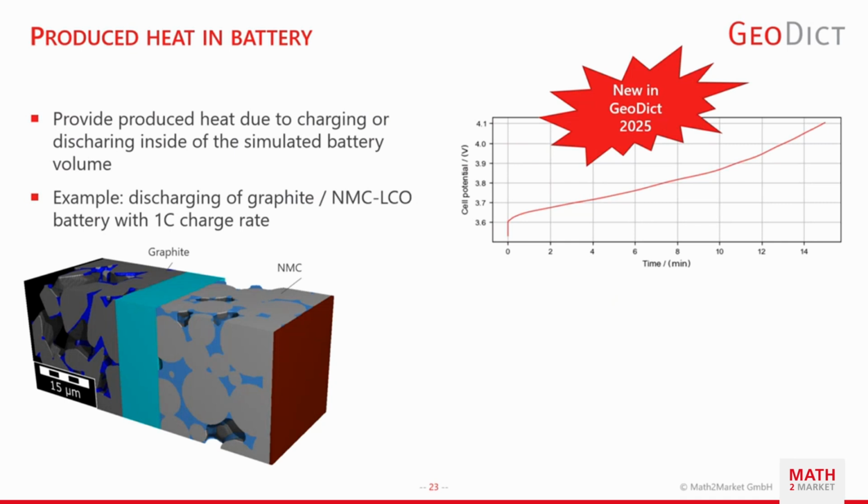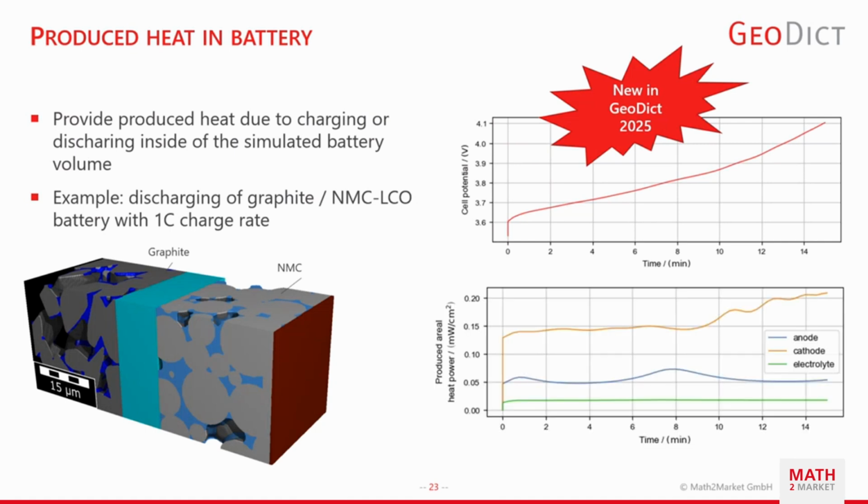And the question is, where does this heat come from? How much heat is produced? And here we have now a new feature. You can see now the produced heat inside of the battery. And you can see the heat power over time in the different components of the battery. So how much heat is produced in the cathode, how much in the anode, and how much in the electrolyte phase.